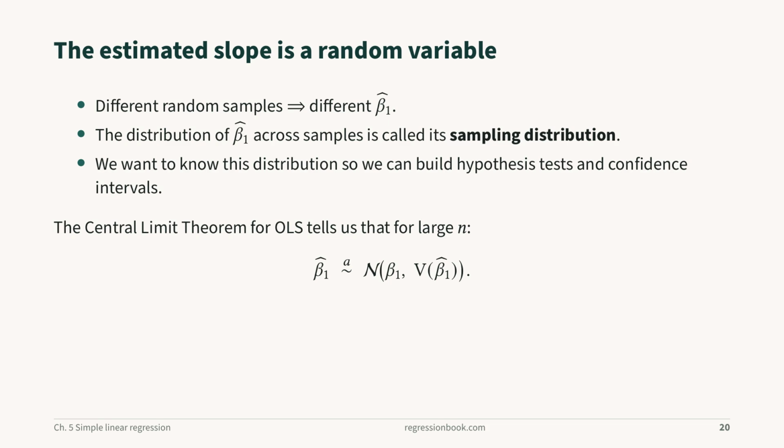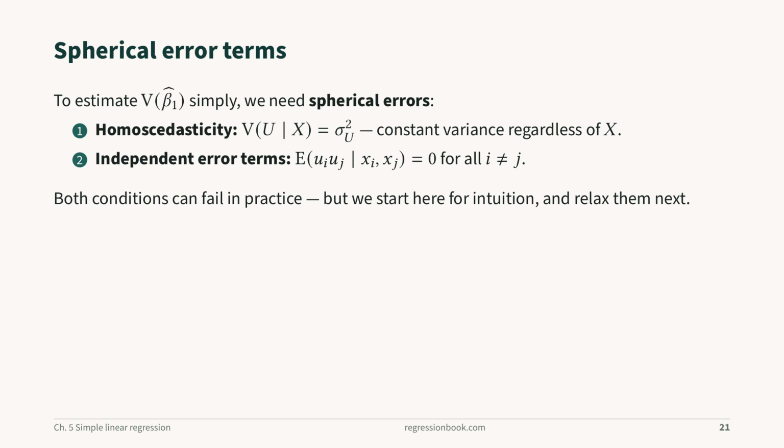Now, uncertainty. The estimated slope is a random variable. Different random samples give different slopes, and the distribution across samples is its sampling distribution. Knowing that distribution is what makes tests and intervals possible, and the central limit theorem for least squares delivers it. For large n, the estimated slope is approximately normal, centered on the true slope, with a variance we now need to estimate. The simplest variance formula needs spherical errors, two conditions worth naming separately.